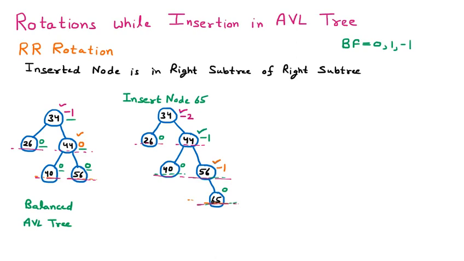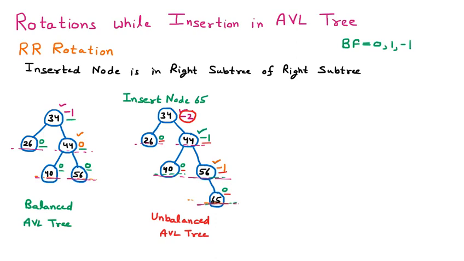Now we are going to check whether this tree is still balanced or not. We know that the balancing factor should be 0, 1 or minus 1. So 0, 0, 0, no problem. Minus 1, no problem. Minus 2, this is a problem. So this is an unbalanced AVL because it is not following the property of the balancing factor. Now we have to find out which rotation should be applied.